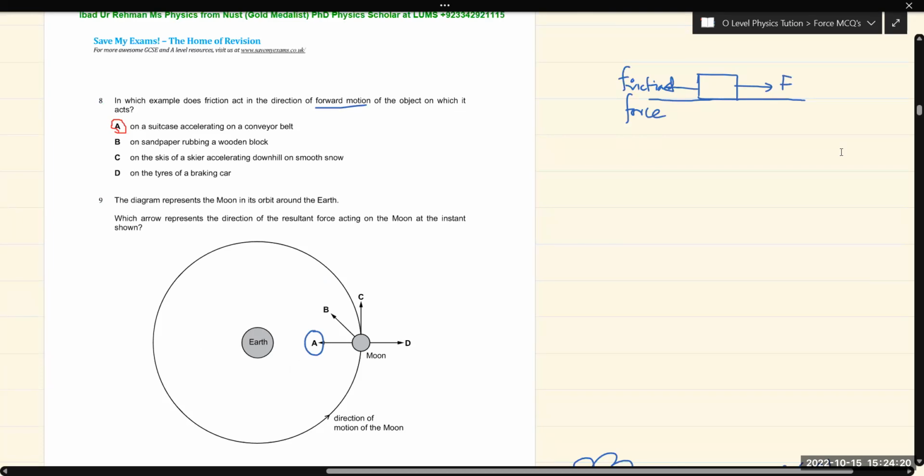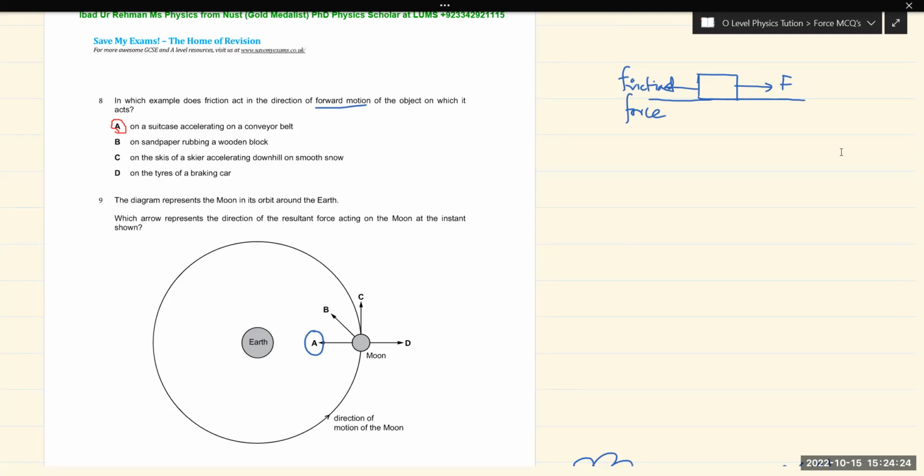Question number 8 is, in which example does friction act in the direction of forward motion of the body or object on which it acts? So in which example? So on a suitcase accelerating on a conveyor belt. ठीक है, friction acts in the direction of forward motion. Forward motion में friction work कर रही है.